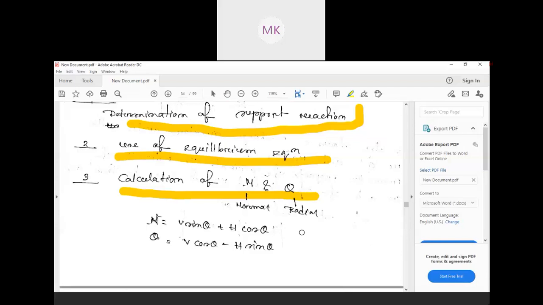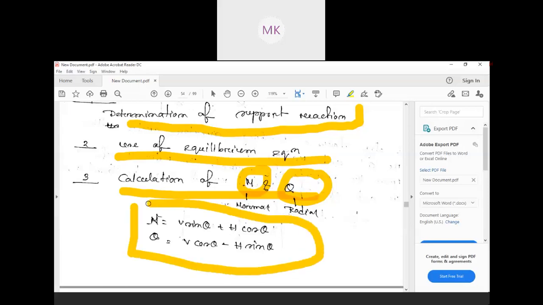Q is your radial shear. Okay, radial shear. This N is normal thrust, and Q is your radial shear. And there are two formulas also. We are not going over the derivation part, okay? That part is not required for finding this. So there are two formulas given, for N and for Q. These two formulas we are going to use again to solve this.